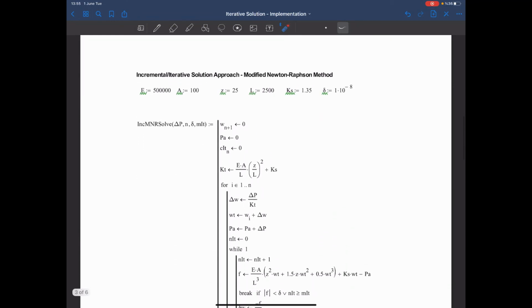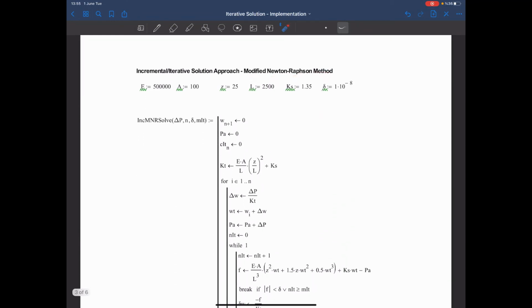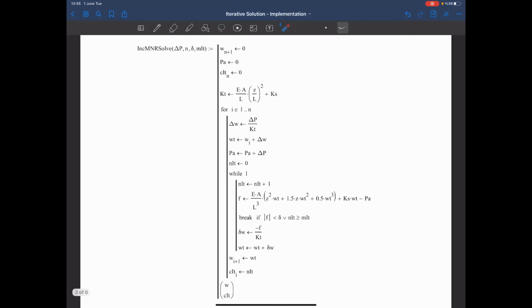Now let's take a look at the modified Newton-Raphson approach. Now in this approach, I'm not calculating the tangent stiffness. Here I calculate the tangent stiffness at the beginning of the solution. This is actually the elastic first order stiffness.